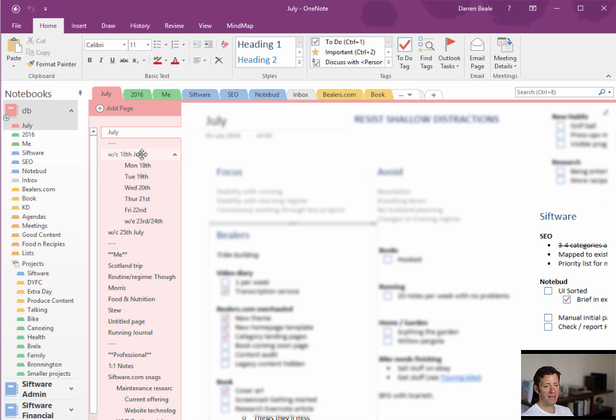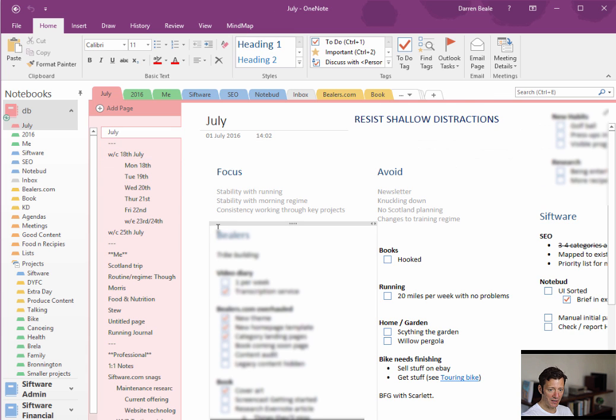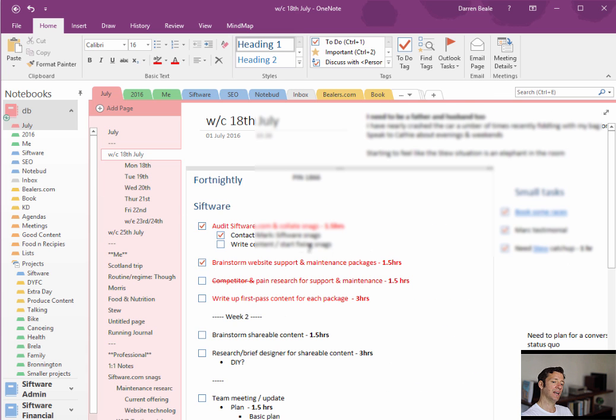I then have a page per week. So week commencing 18th July this week. I actually have fortnightly goals, because that fits in quite neatly with the mastermind session that I have with a few other people. So I'll take my monthly goals. I'll then translate that into things that I want to achieve in the next couple of weeks.